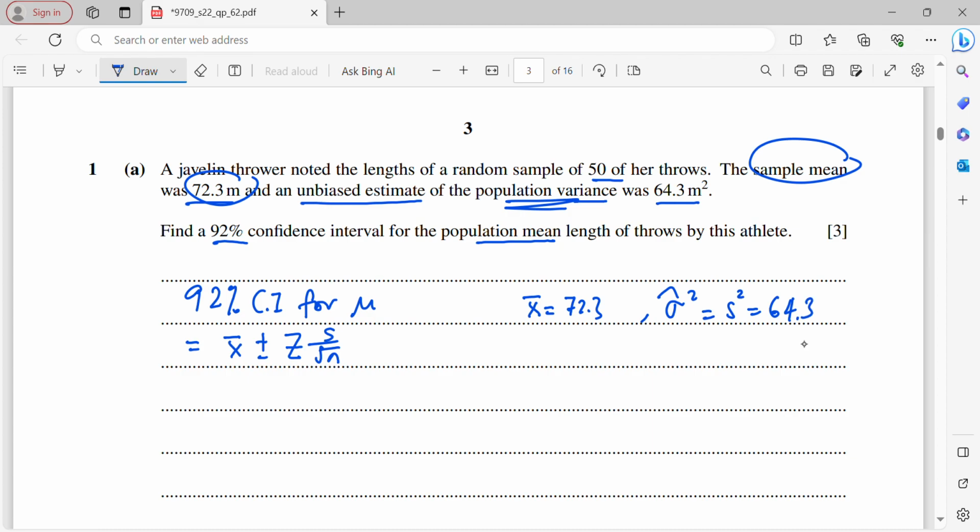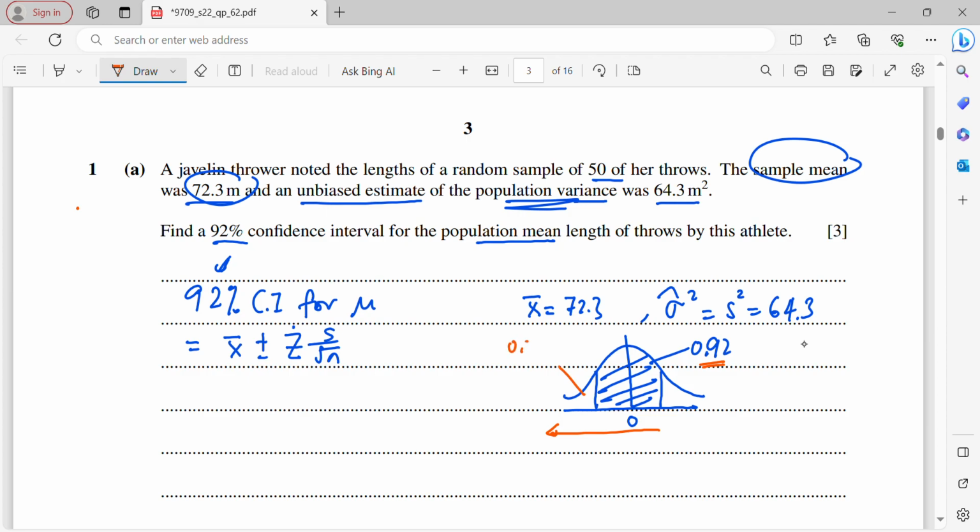Okay, now I need to know what is the z value when it is 92%. Therefore, we have to sketch a normal graph. Middle is 0. So 92% is the region bounded in the middle. Here is 0.92. Now, to use a normal table, we need to know the total area towards the left-hand side. I know that the total region below the graph is 1, right? So it will be 1 minus 0.92.